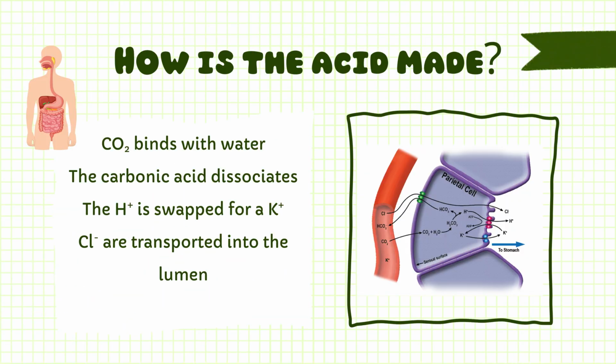Let's zoom in on parietal cells, the acid factories of the stomach. These cells secrete hydrochloric acid into the gastric lumen, using the hydrogen-potassium ATPase pump, also known as the proton pump. Here's how it works. Carbon dioxide from metabolism combines with water and forms carbonic acid, catalyzed by carbonic anhydrase. Carbonic acid dissociates into hydrogen ions and bicarbonate. The hydrogen ion is actively pumped into the stomach in exchange for potassium via the proton pump. Meanwhile, chloride ions are transported into the lumen and combine with hydrogen ions, forming hydrochloric acid.